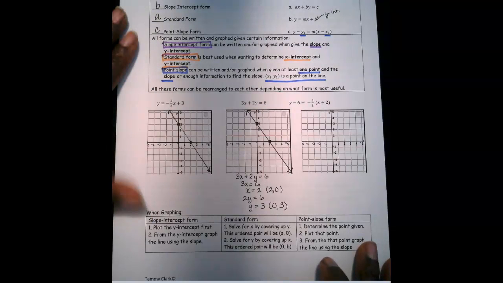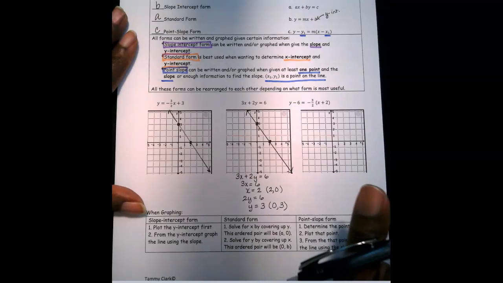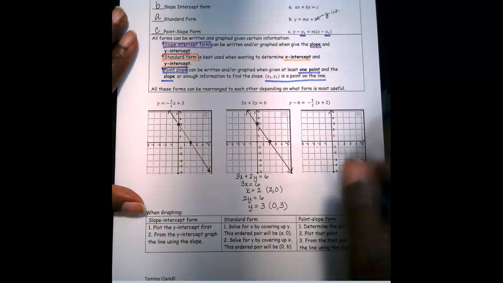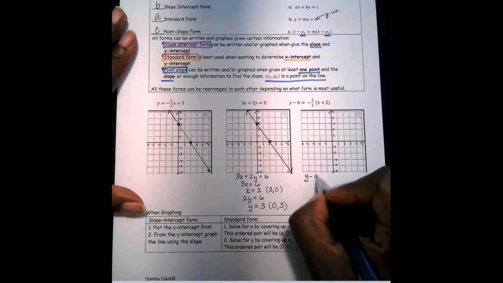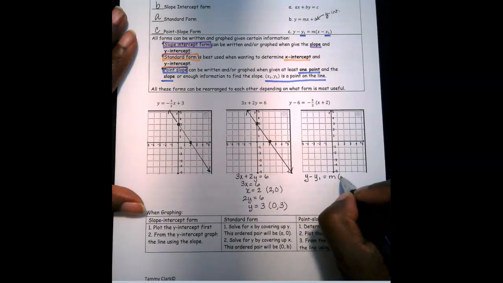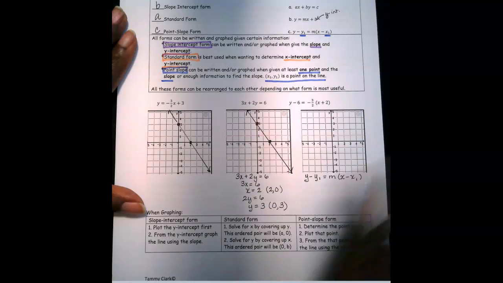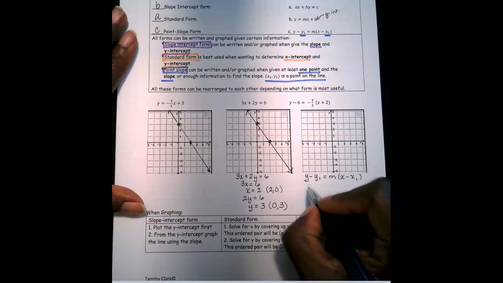Now let's look at graphing from point slope form, which is this form. The formula for point slope form is y minus y sub 1 is equal to the slope multiplied by x minus x sub 1. Now keep in mind, this is the formula or the equation. And what I'm going to do is write this under it.